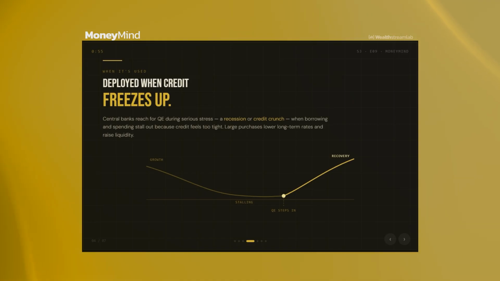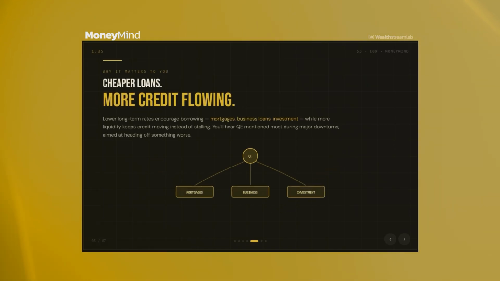The idea is simple, even if the mechanics are big. Cheaper borrowing costs are meant to encourage people to take out loans, businesses to invest, and the economy to keep moving instead of stalling out. You'll usually hear QE mentioned during major downturns. It's the kind of policy that shows up in headlines when a central bank is trying to prevent a slowdown from turning into something worse.